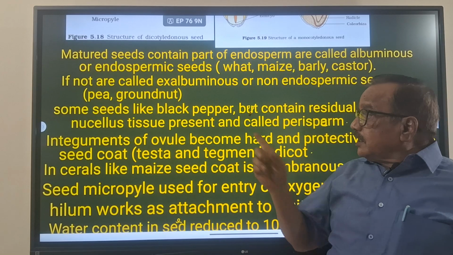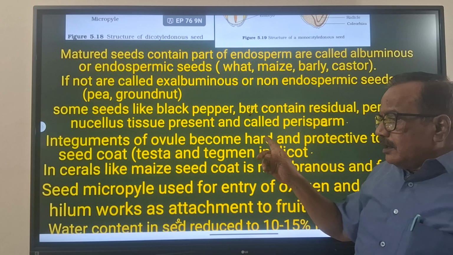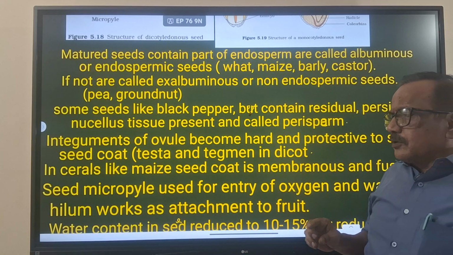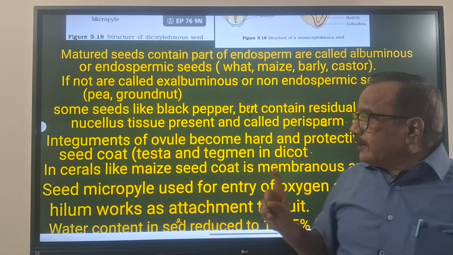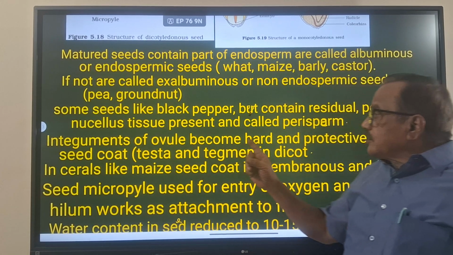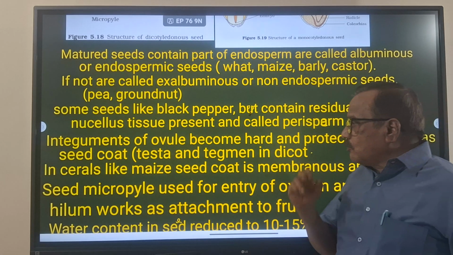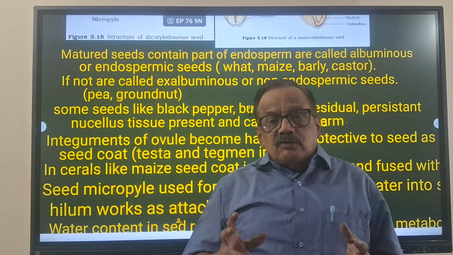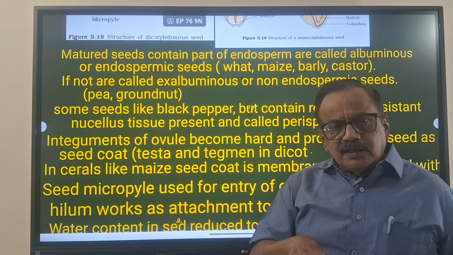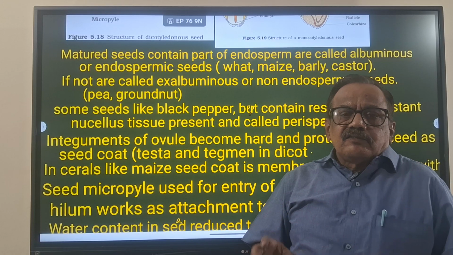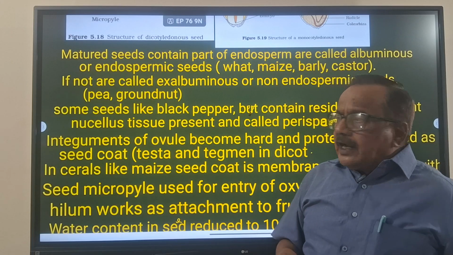And nucellus, this he asked in the year 2019. Now, the integuments of the ovule become hard and protective to the seed as the seed coat. The seed coat is formed from the integuments, whether one or two integuments are present on the ovule. After fertilization, they become the cover of the seed, called the seed coat.